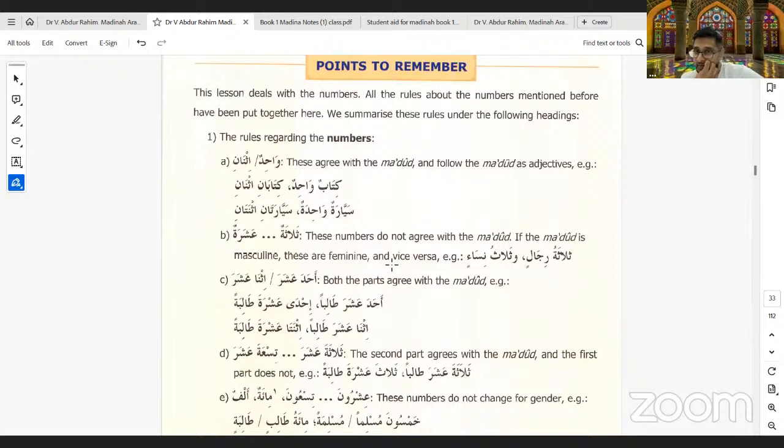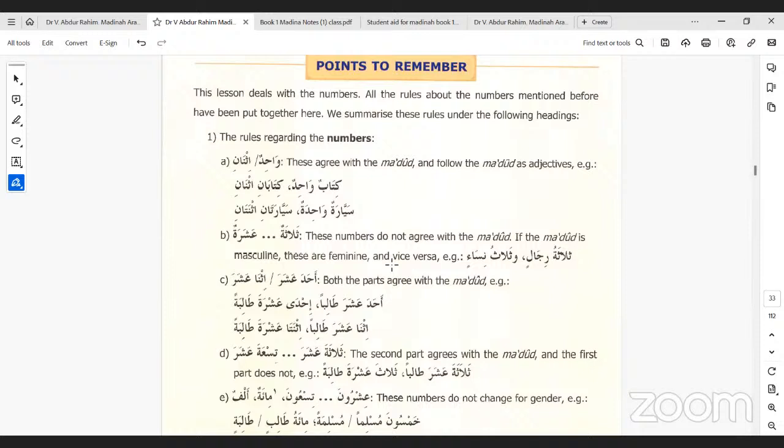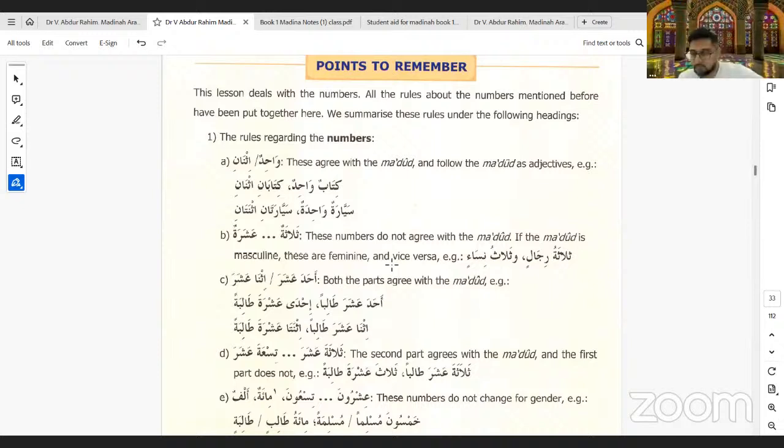It's basically what I've read in English now. This lesson deals with the numbers. All the rules about the numbers mentioned before have been put together here. We summarize these rules under the following headings. The rules regarding the numbers. A. Wahidun, ithnani. These agree with the ma'dud and follow the ma'dud as adjectives. Example: kitabun wahidun, kitaban ithnani. So one book, and two books.